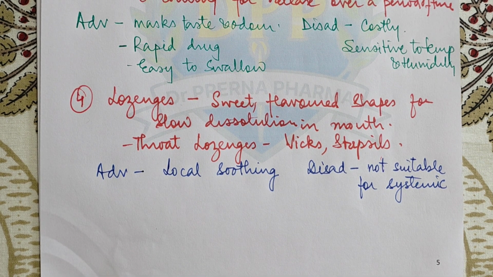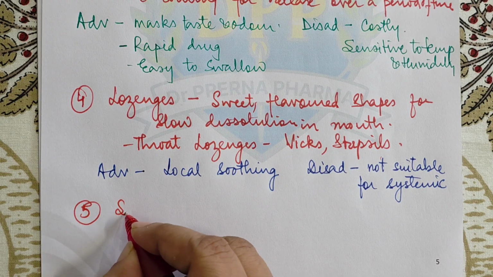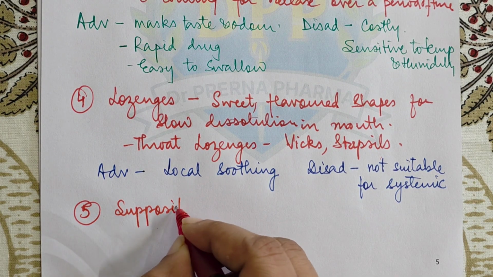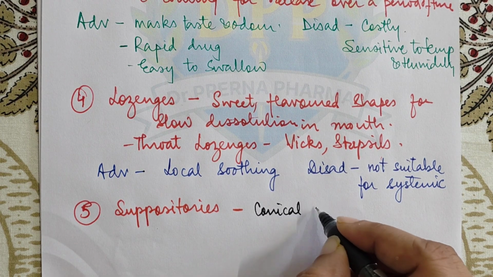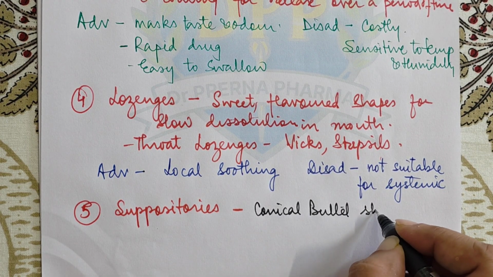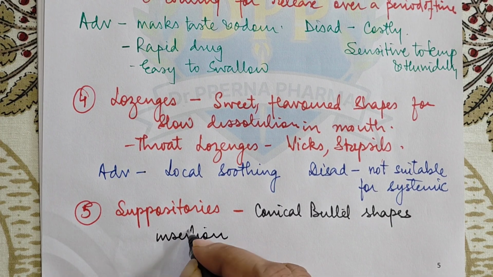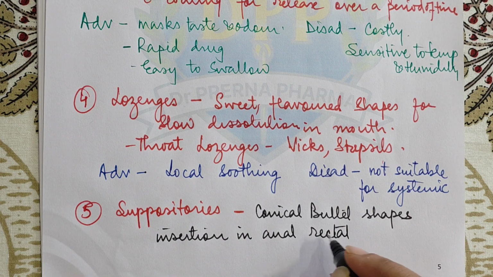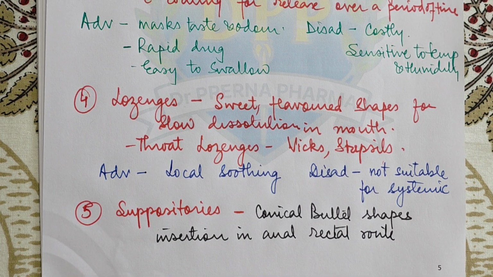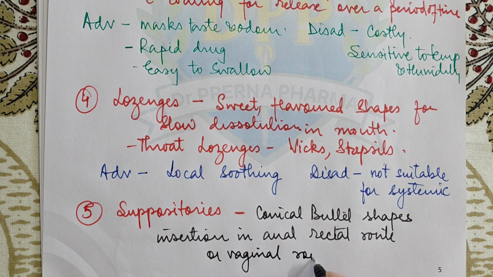So now the next drug dosage form is suppositories. Now what are suppositories? Suppositories are basically conical bullet shapes. They are used for insertion in the anal canal. So they are given by the anal or the rectal route, or they can be even given by the vaginal route.